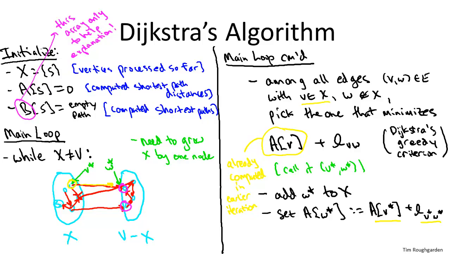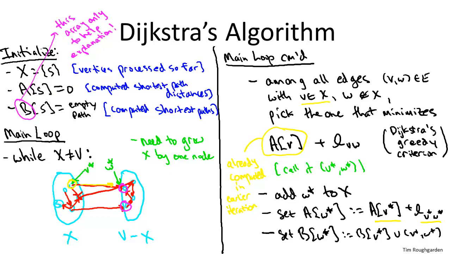We do something analogous with the shortest paths themselves and the array B. Since we just added W star to capital X, we're responsible for suggesting a path from S to W star in the B array. So we're just going to inherit the previously computed path to V star, and tack on the end one extra hop, namely the direct edge from V star to W star. That gives us a path from S all the way to W star via V star as an intermediate pit stop. And that is the entirety of Dijkstra's algorithm.